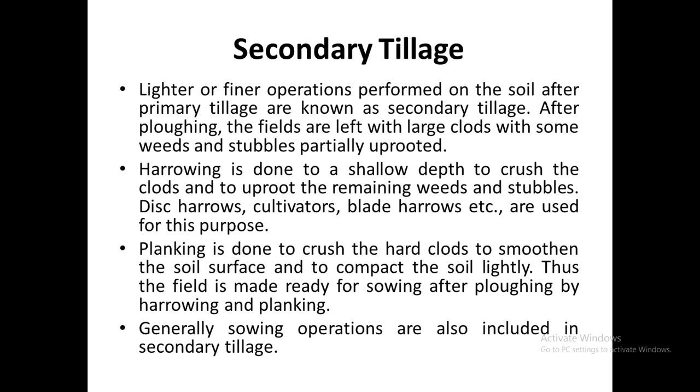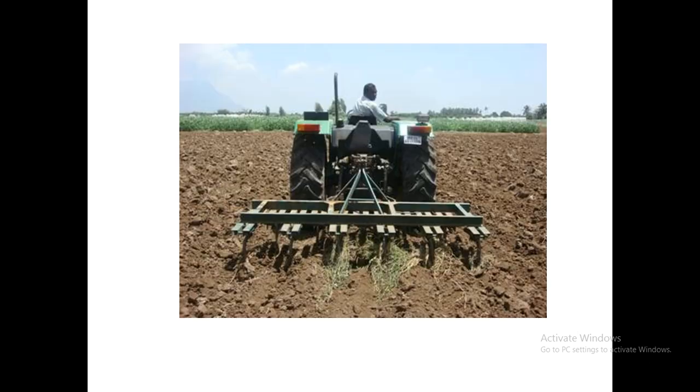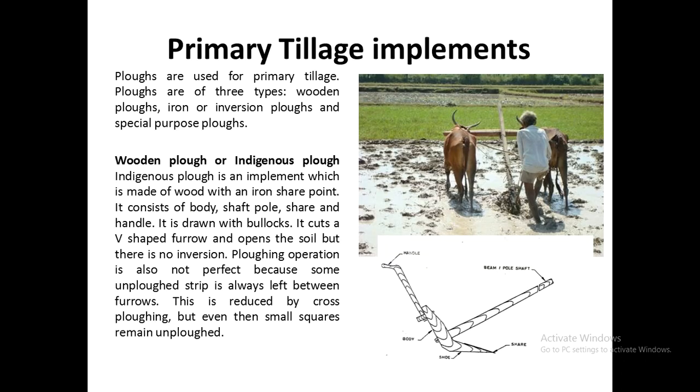Secondary tillage. Secondary tillage are lighter or fine operations when compared with primary tillage. After primary tillage, the secondary tillage activity is done in the field. Secondary tillage further breaks down the bigger clods from the primary tillage activity. It also incorporates the weeds and stubbles. So we can also remove the weeds and stubble using secondary tillage implements. Harrow is the most commonly used secondary tillage implement. This picture shows a harrow which is used for secondary tillage activities in the field. Some of the implements used for primary and secondary tillage activities are given in the coming slides.